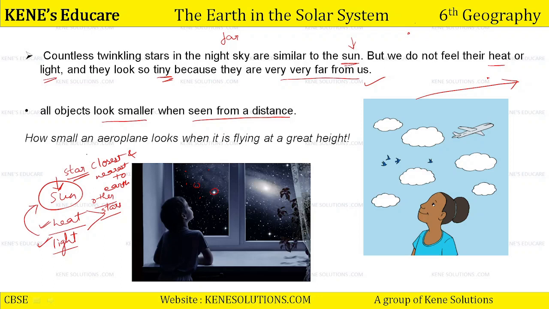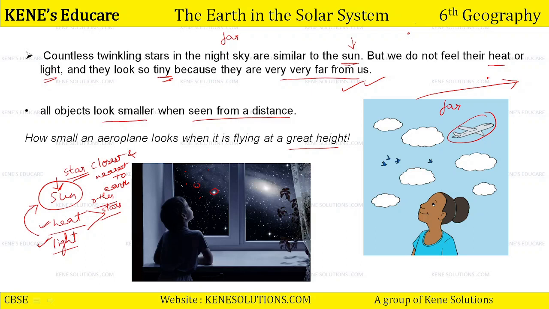For example, how small an aeroplane looks when it is flying at a great height. Kabhi aeroplane dekha? Sky mein wo kitna chota sa dikh raha hota hai. Actually, it's very huge. It's very big. Okay? It has a great height and length. But when it is in the sky, flying high, it seems to be very small because it is very far from us. Okay? Similarly, the other stars in the sky seem to be very tiny because they are very, very far from us. And that is why we cannot feel their heat or light as well.